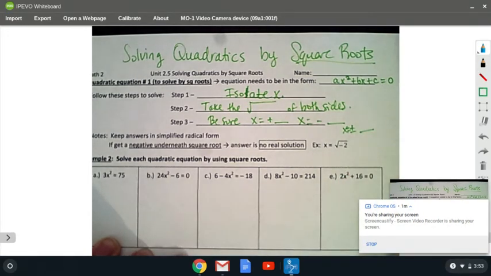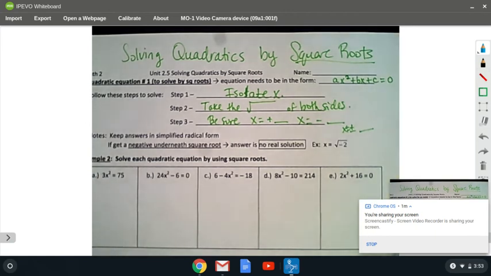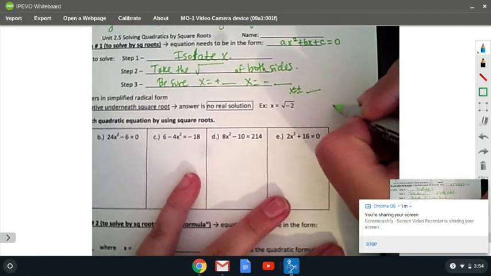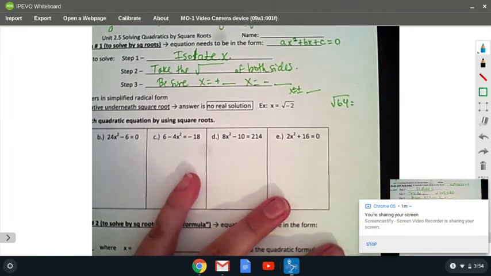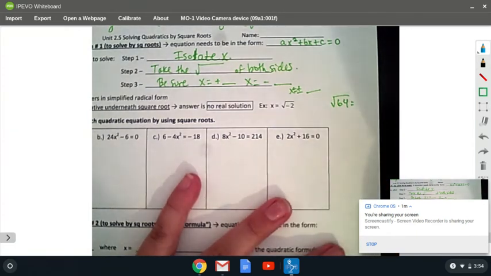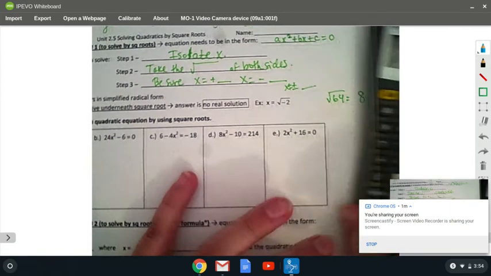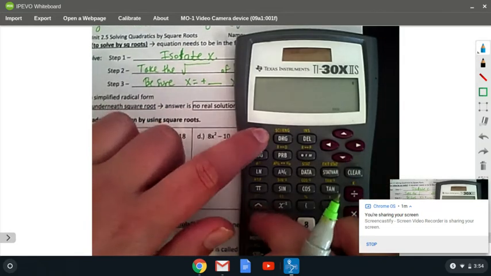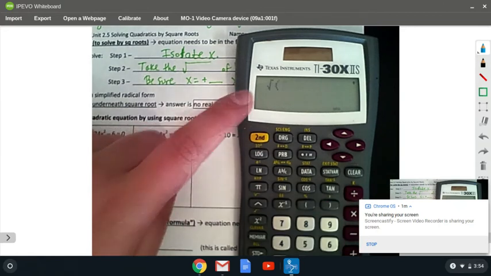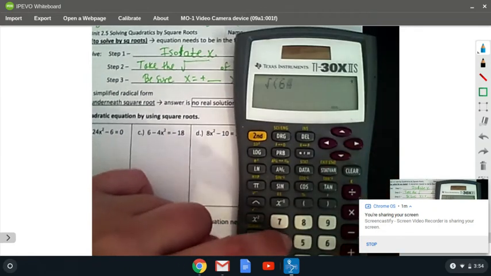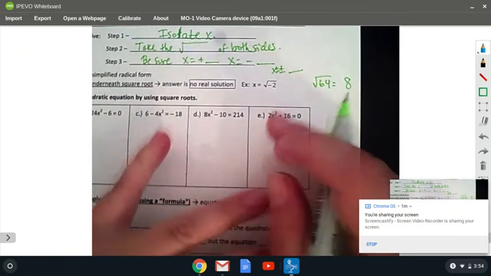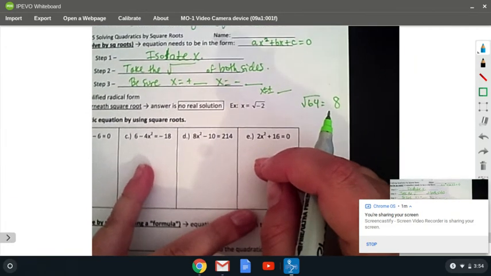Okay. Now let's refresh your memory a little bit with what we know about square roots. If I take the square root of 64, that's what two numbers multiplied by each other equal 64. That would be 8. I could also take my calculator and do square root of 64, which is 8. If you don't have a calculator, there are tons of online calculators that will do that for you.